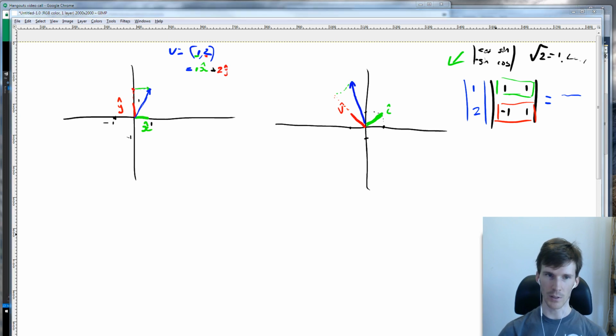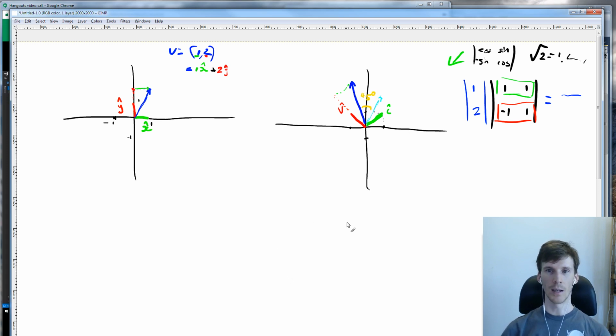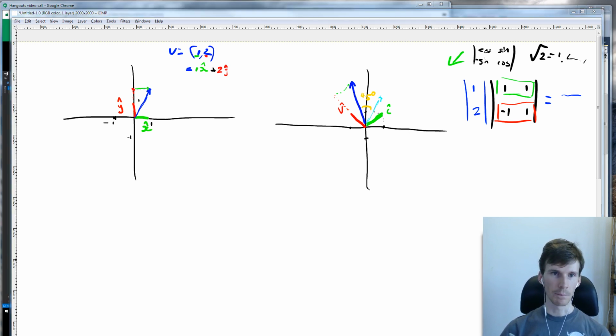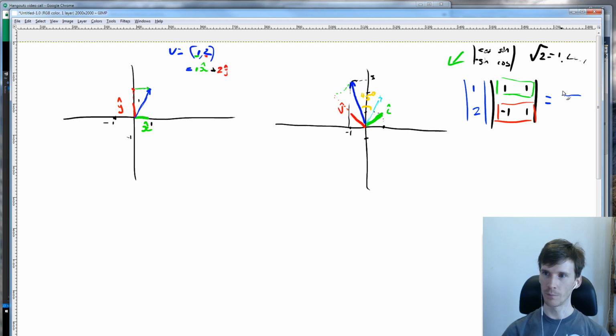So if the old one was out there, more or less, if we've drawn this accurately, this is like 45 degrees. Okay, so what I wanted to cover in that case, and we did the maths for this, and that's 3, neg 1, so that's neg 1 and 3.